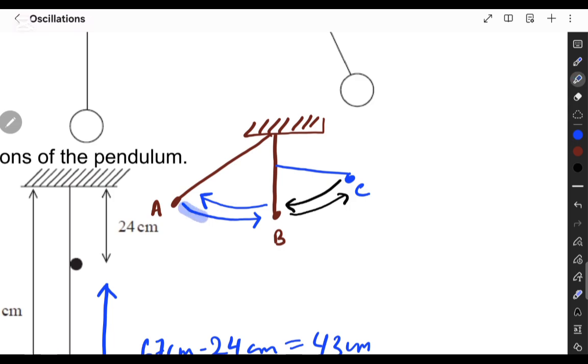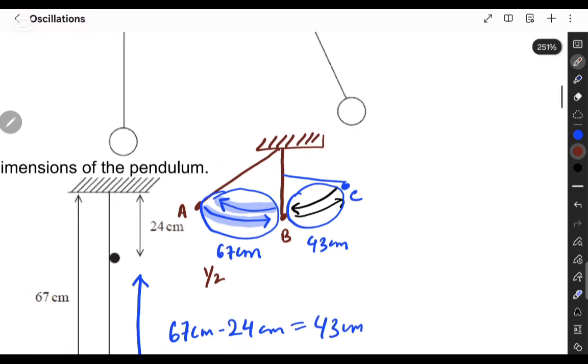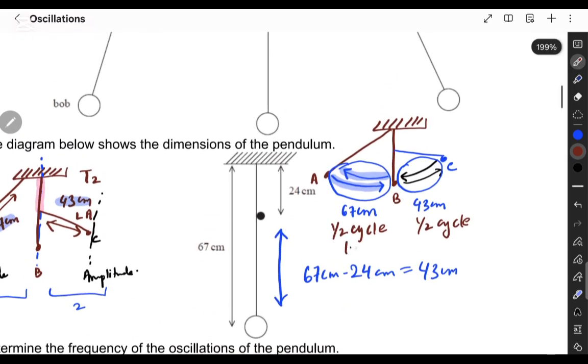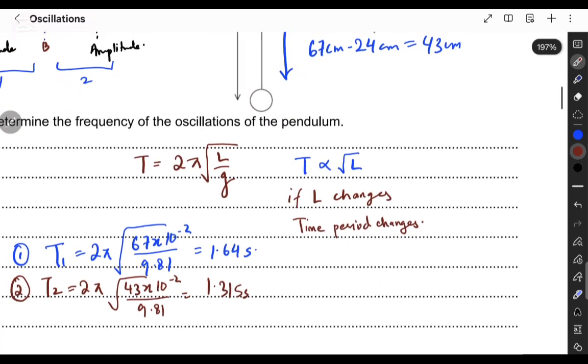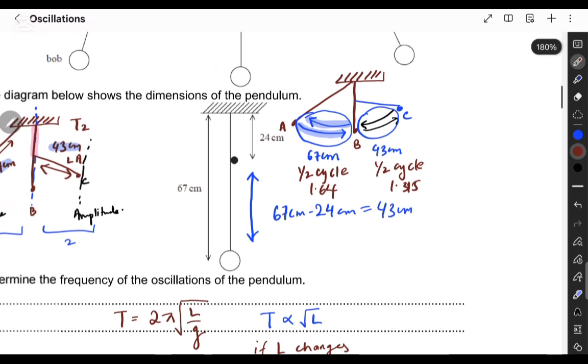So notice this is half, right? There are four things, four different movements, and half of the movements are with our length of 67 centimeter, and the other two movements are with a length of 43 centimeter. Which means half of the cycle, we're moving with a time period of 1.64, and the other half of the cycle, we're moving with a time period of 1.315. Does this make sense?